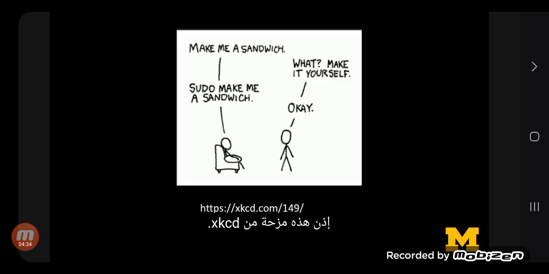So this is a joke from XKCD. I love XKCD in particular because he makes his comics Creative Commons attribution, which means I can put them in this lecture. So this person on the left says, make me a sandwich. And the person on the right says, what? Make it yourself. And the person on the right said, sudo, make me a sandwich. And the other person says, okay. So what's going on there?